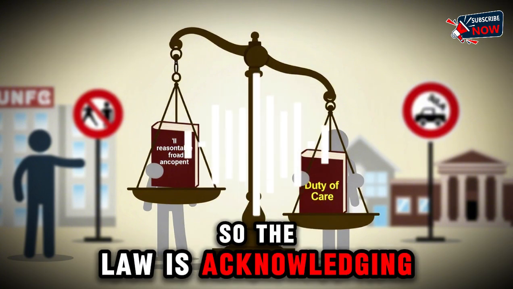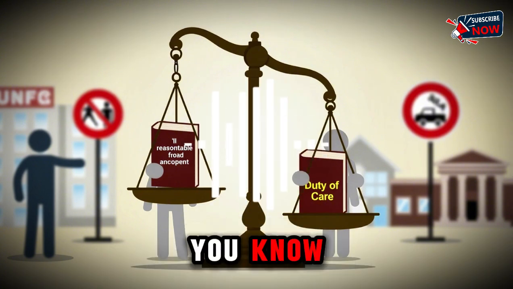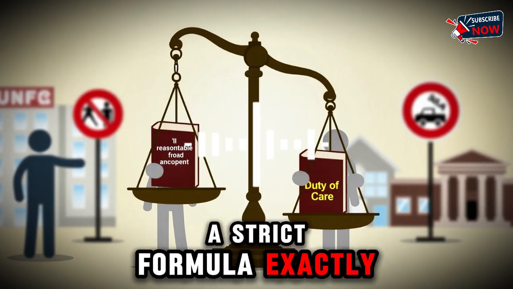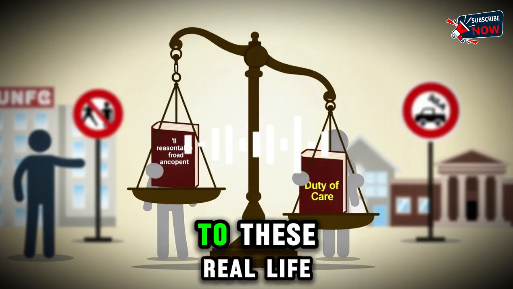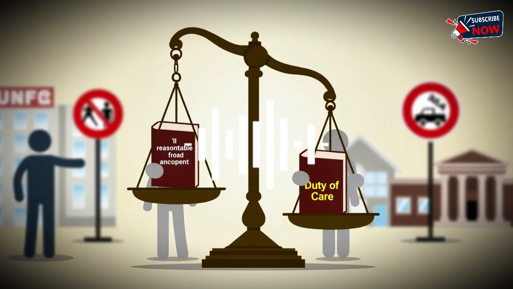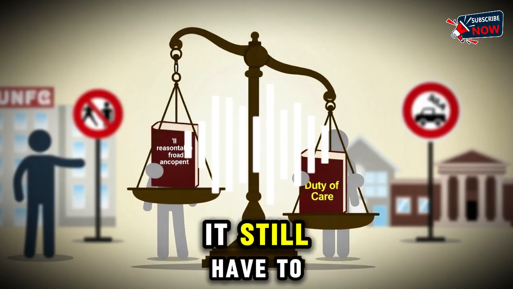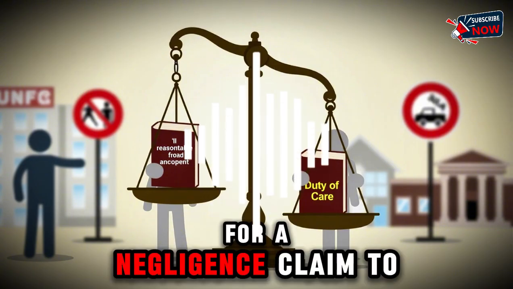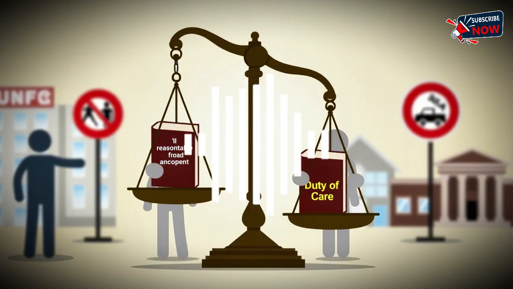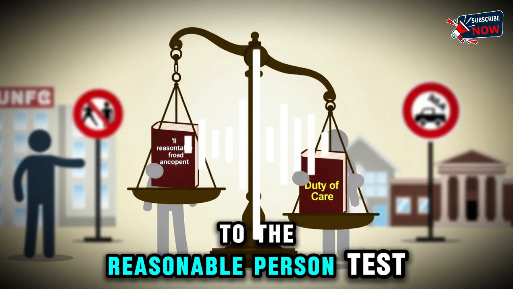So the law is acknowledging that sometimes you can't just stick to a strict formula. Exactly. It's fascinating how the law adapts to these real-life situations, right? But let's not forget that even if a duty of care exists, it still has to be breached for a negligence claim to actually succeed. And that brings us to the reasonable person test.